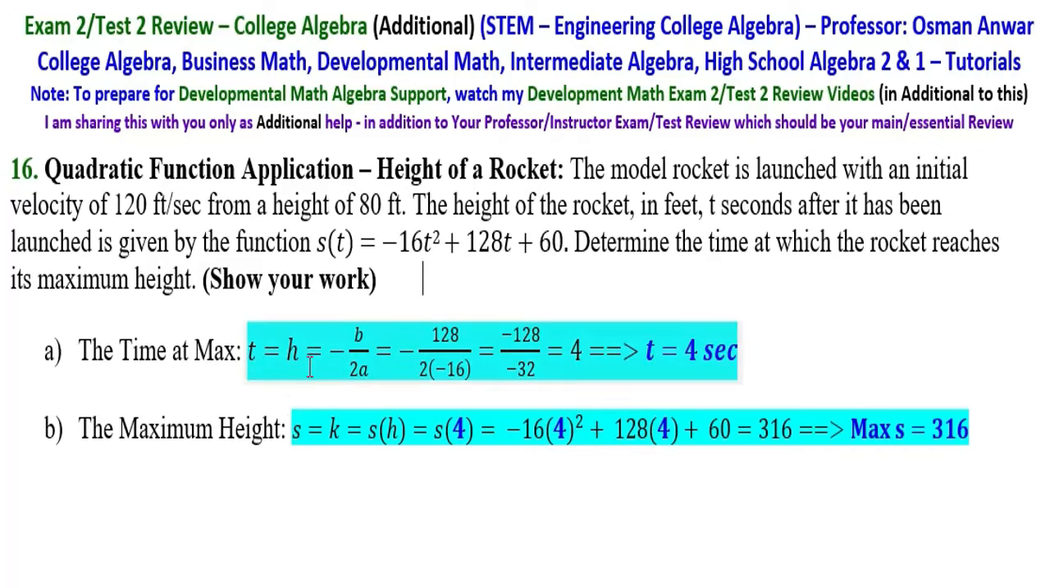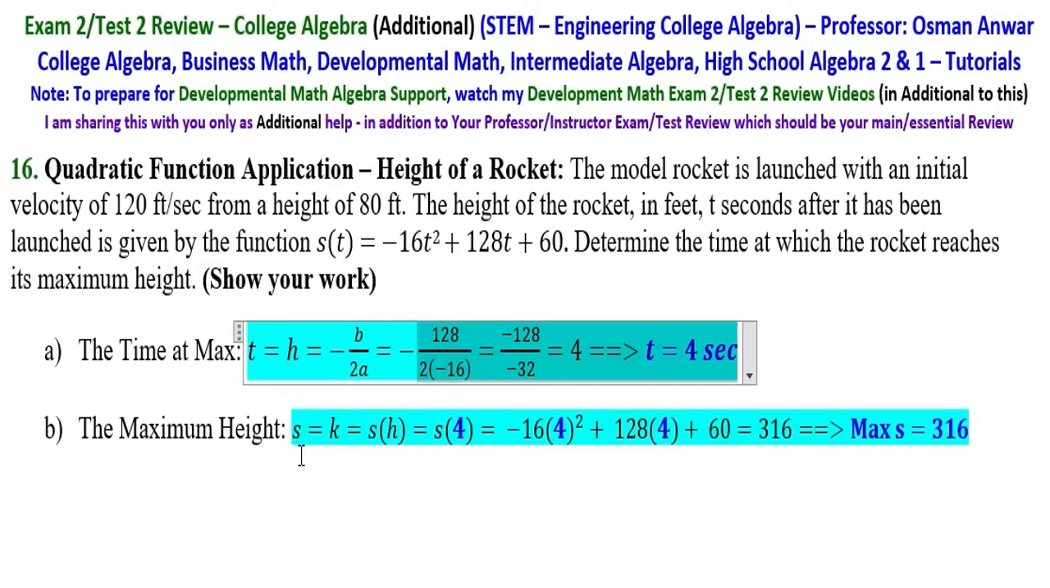So h is minus b over 2a, b is 128, so this is minus 128 over 2 times a, which is minus 16, so minus 128 over minus 32, which is 4. That means t equals 4 seconds, so it will reach its maximum height after 4 seconds.